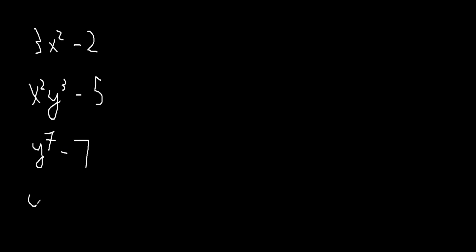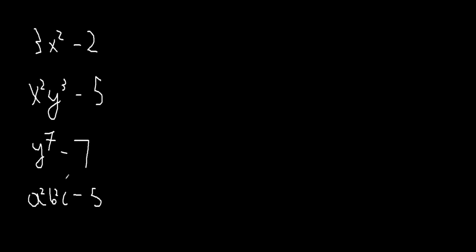Or something like a squared b squared c would give us 2 plus 2, which is 4, plus 1 is 5, since we are calculating the sum of all the exponents on the variables. So that's what we have to deal with for monomials.